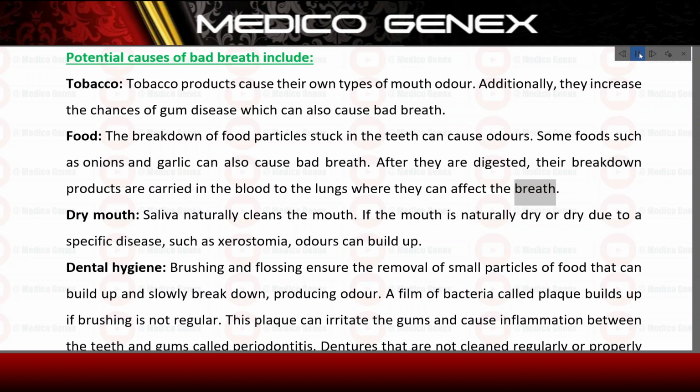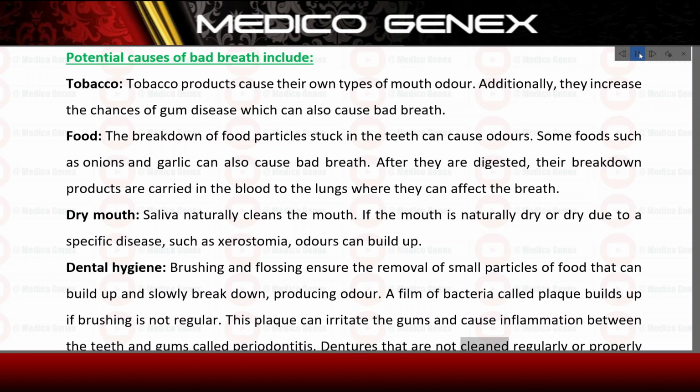Dry mouth. Saliva naturally cleans the mouth. If the mouth is naturally dry or dry due to a specific disease, such as xerostomia, odors can build up. Dental hygiene. Brushing and flossing ensure the removal of small particles of food that can build up and slowly break down, producing odor. A film of bacteria called plaque builds up if brushing is not regular. This plaque can irritate the gums and cause inflammation between the teeth and gums called periodontitis.